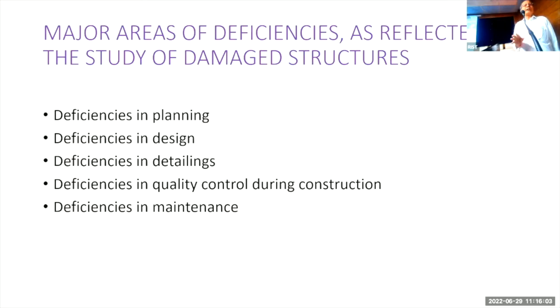all competent persons have studied the regions, structural regions, which has led to the damages of the structures by the past earthquakes. So that study has reflected very well a number of areas in which these structures are deficient. Those areas are deficiencies in planning, deficiencies in design, deficiencies in detailing, deficiencies in quality control during construction, and deficiencies in maintenance. So these are the major areas. I will not deal with the detailed aspects of these areas. I have kept it out of the scope of this presentation. So these are the major areas.